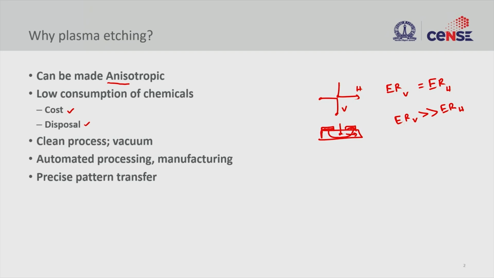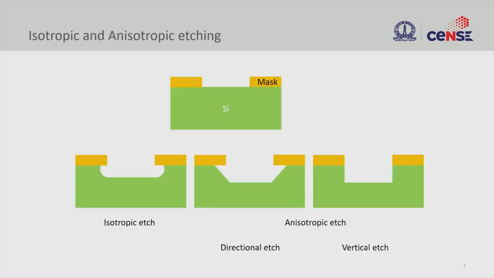Some of the chemicals are toxic, so we do not have to expose them to human beings. We contain them in the chamber so that we can dispose of them cleanly, and it is a clean process because it happens inside the vacuum. So, we can be assured about the contamination, and we can also automate the whole process, so we can employ this in manufacturing as well. And as I mentioned, when you can make an anisotropic pattern, the pattern transfer can be very precise.